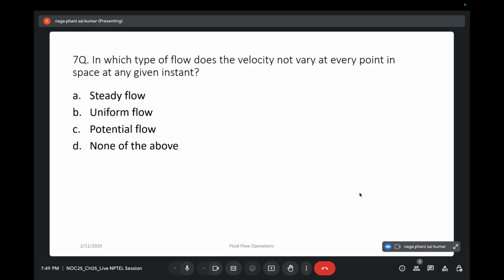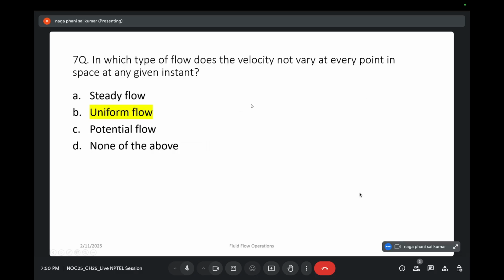So coming to the seventh question, with which type of flow does the velocity not vary at every point in space at a given instant? Steady flow, uniform flow, potential flow, or none of the above? So it should remain the same at each and every point. That means it should be constant with respect to the location. So this is true for the case of uniform flow, right?